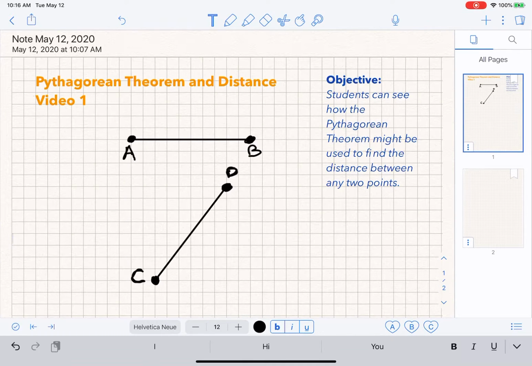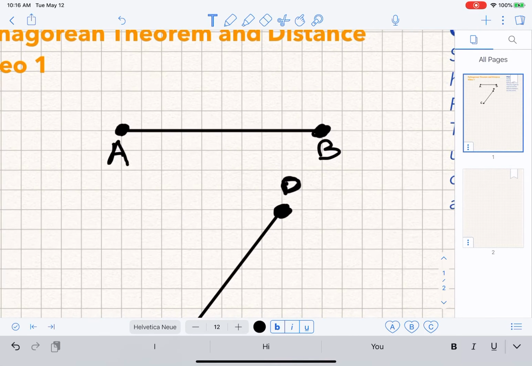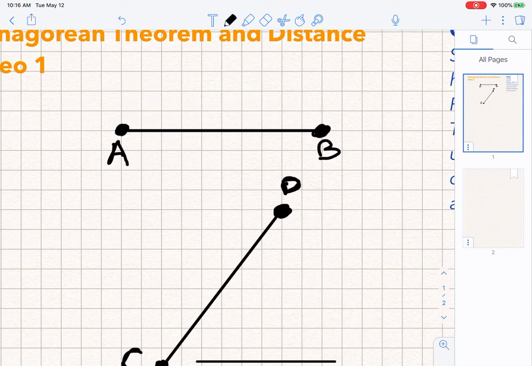So, to go there, I want us to look at the line segment AB. And I've done this video on graph paper on purpose because I want you to see that it's easy to count between A and B. I'll do this in red. 1, 2, 3, 4, 5, 6, 7, 8, 9, 10. This is 10 units long. Easy, right?